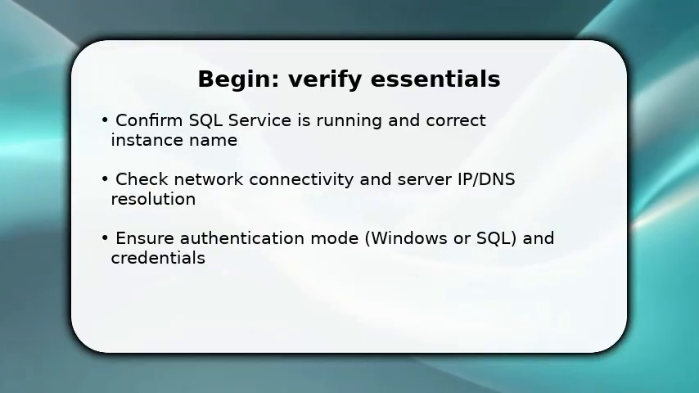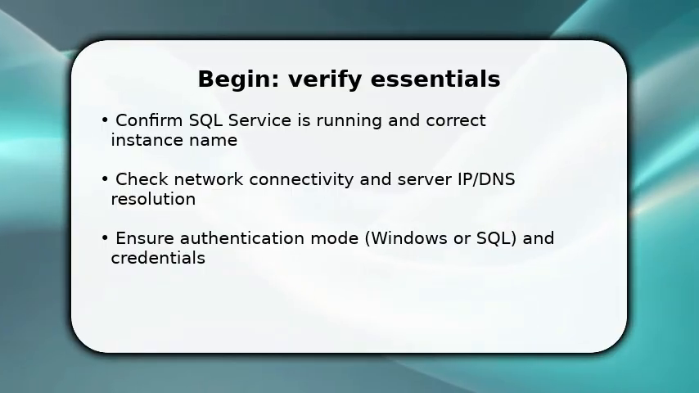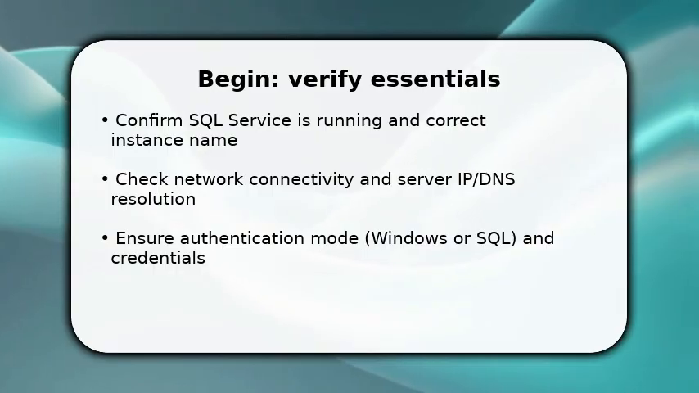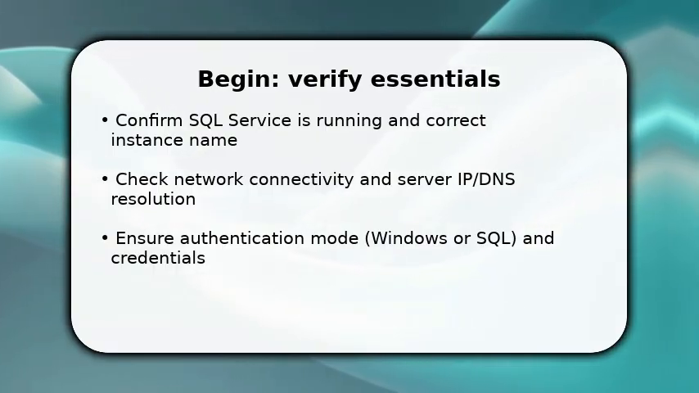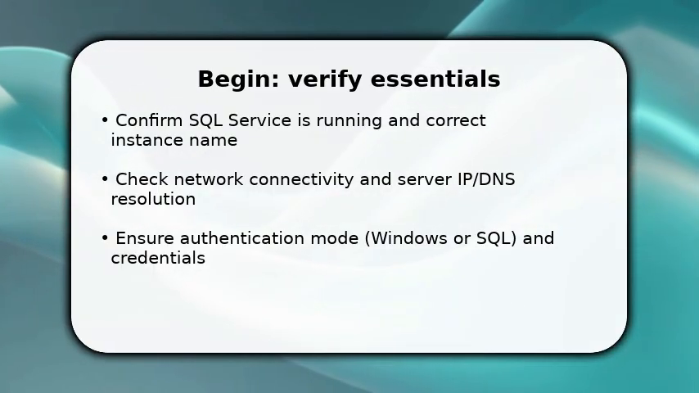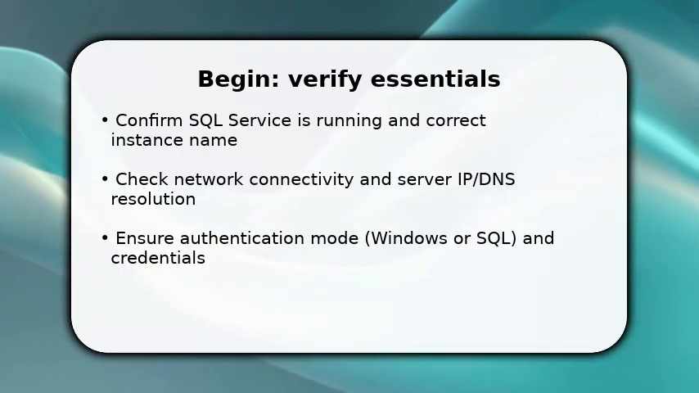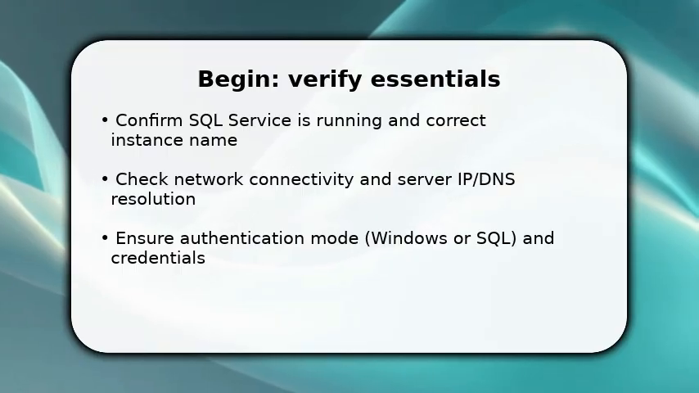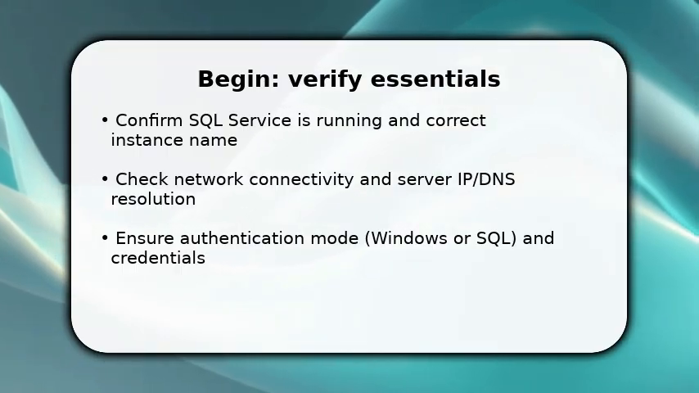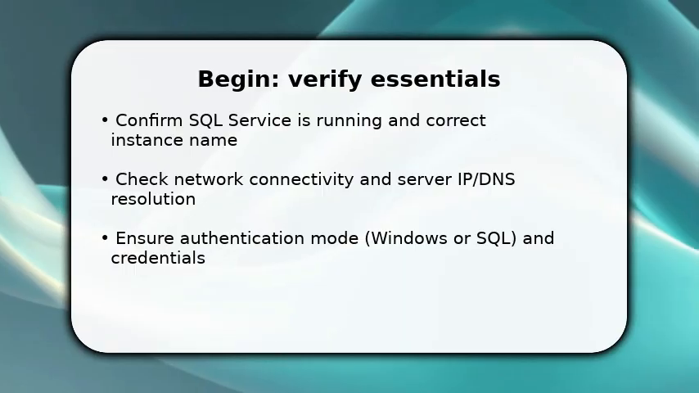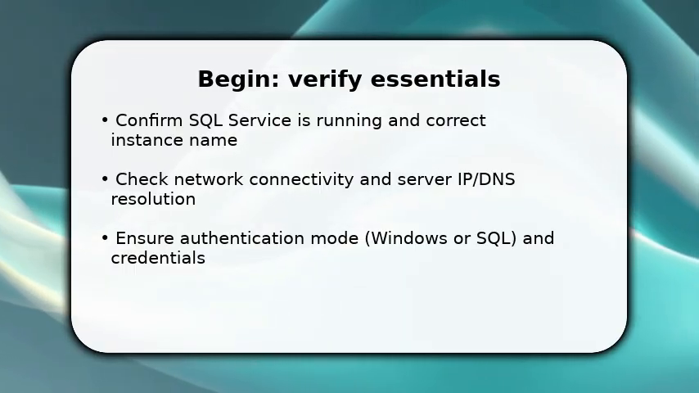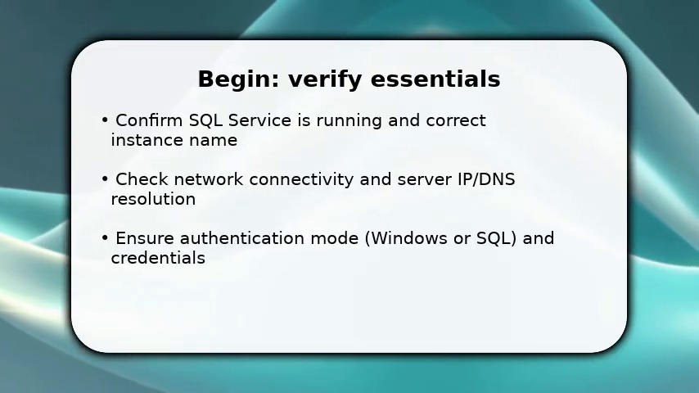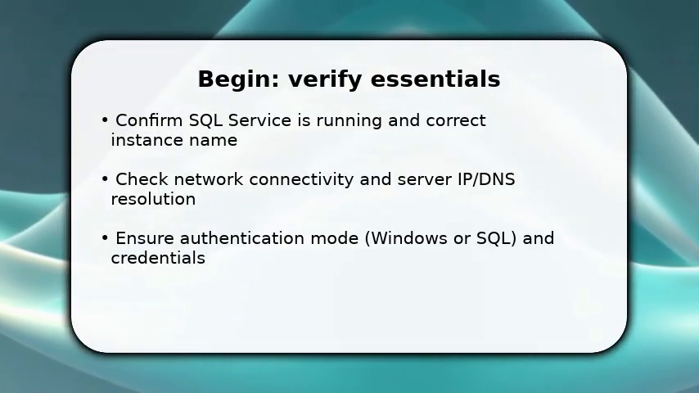You start by confirming the essentials so nothing wastes your time. First, open services and make sure the SQL Server instance you need is running. This prevents false leads. Next, verify the server IP or DNS name from your client. If ping fails, fix networking first. Also confirm authentication mode and that the login exists. Windows versus SQL logins behave differently. Once done, you'll have removed common blockers and be ready to change server-side settings safely.